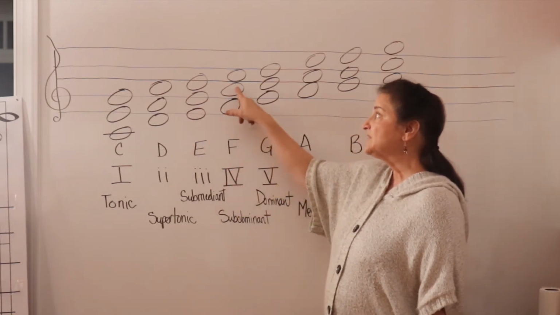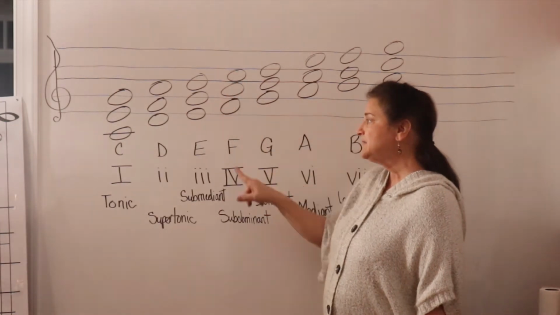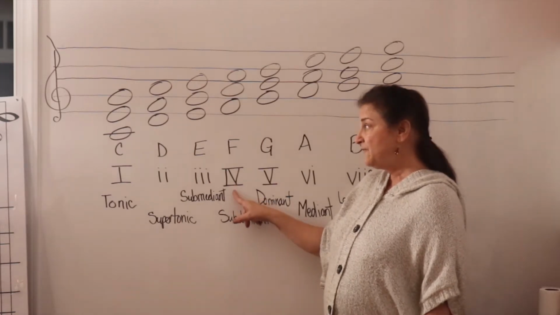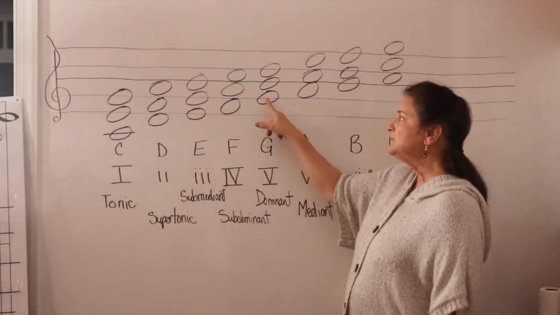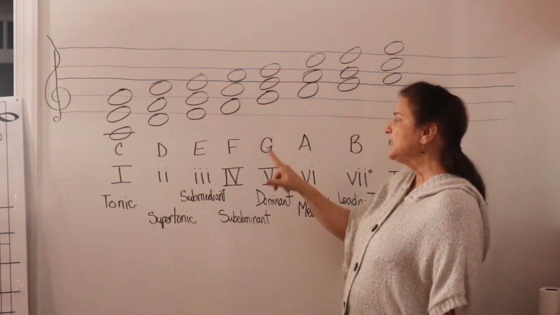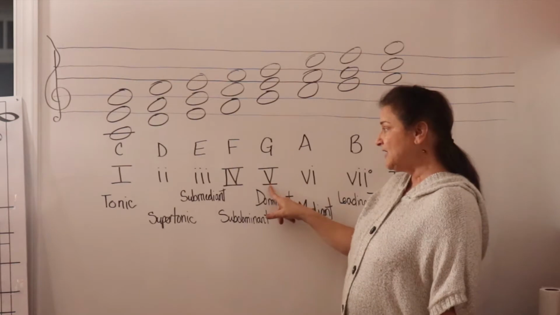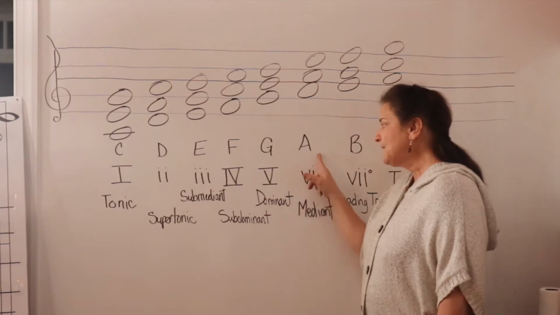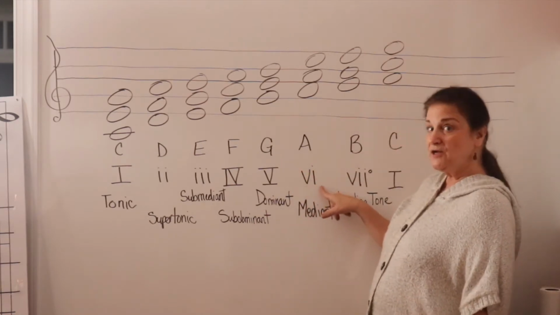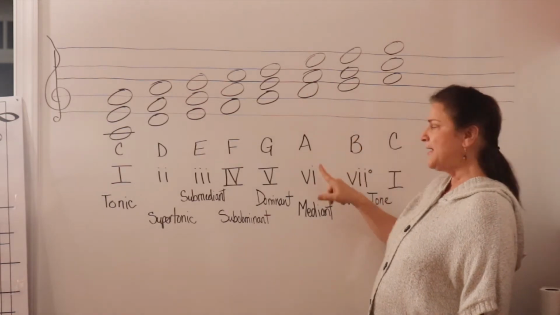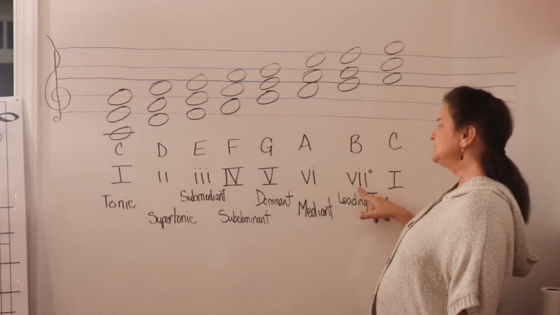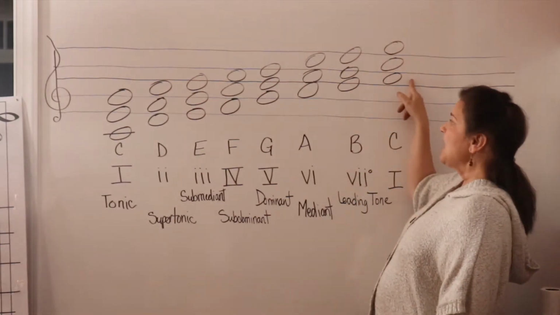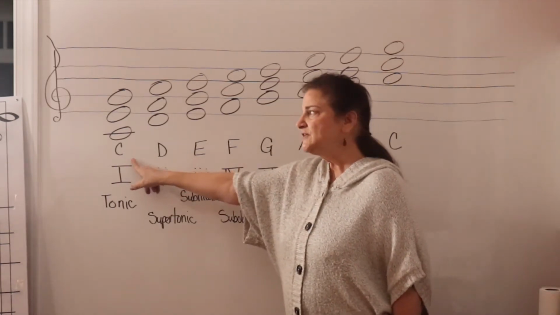F, the chord built on F, skipping space, space, space, is a large case, Roman numeral 4. G, G, B, D, skipping line, line, line, creates a chord that is naturally major. We have a large case 5. A is a smaller case number because it's a minor triad. B, small case again because it's minor. And then C is the octave higher than that chord, which is C.